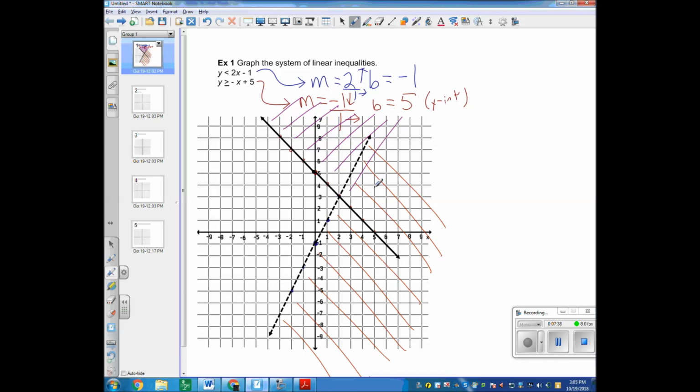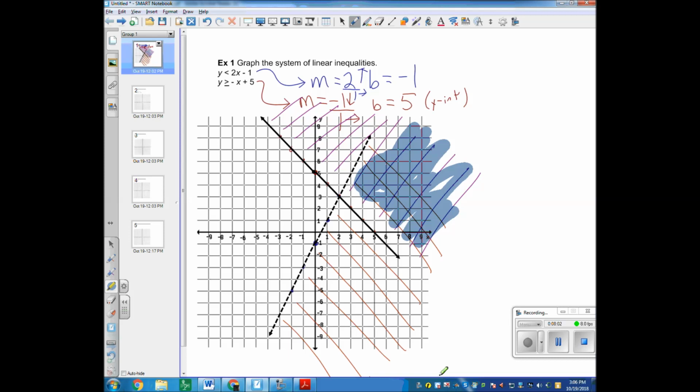And what we want to look for is tic-tac-toe. Where we get tic-tac-toe is the region of the graph that we want to shade. And that's where the solutions are. Now the thing is, the solutions go on forever because these lines go on forever. That means our shaded region is going to go on forever, but we just need a little bit of shading to show where the solutions are.